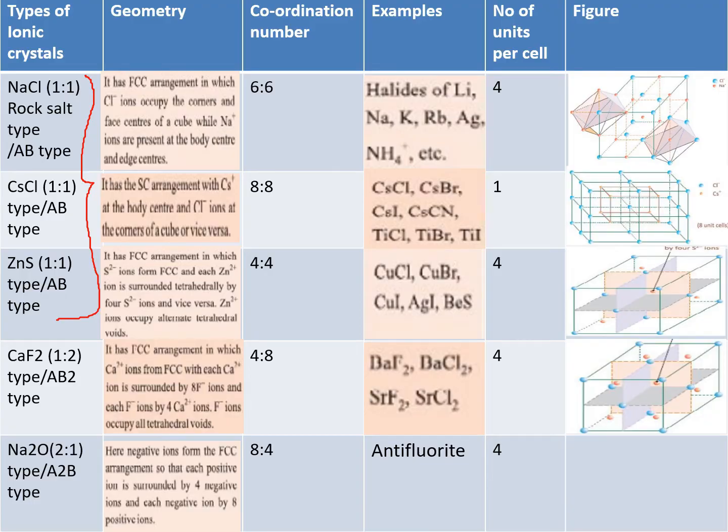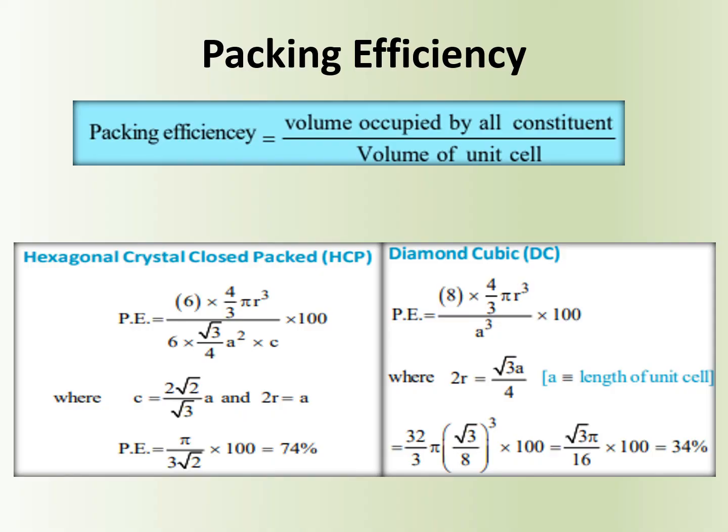The next one is packing efficiency. What is packing efficiency? I already said in the earlier video, the volume occupied by all the constituents divided by the volume of the unit cell. Here the number of atoms is also there according to the packing of crystals. Okay, here the hexagonal close packing. In this, the number of atoms is 6 atoms, and 4/3 pi r cube is the volume, divided by the volume of the unit cell. Here 6 into this is the volume occupied by the constituents.